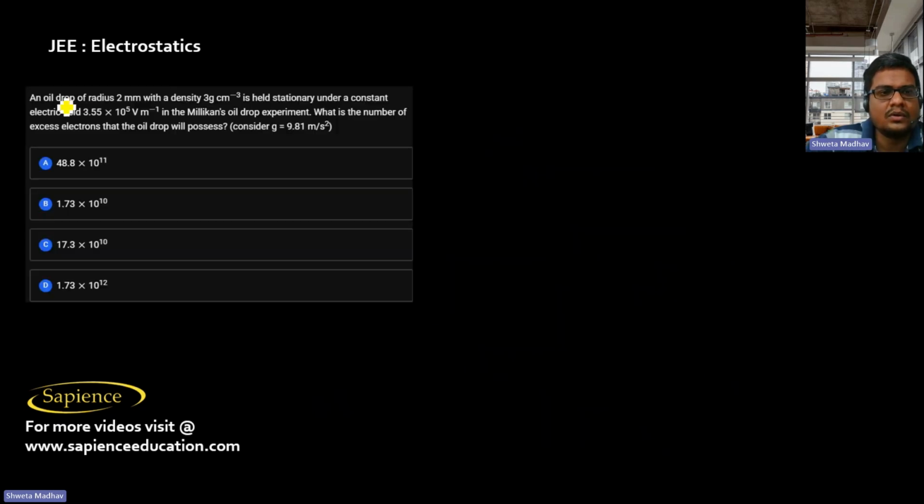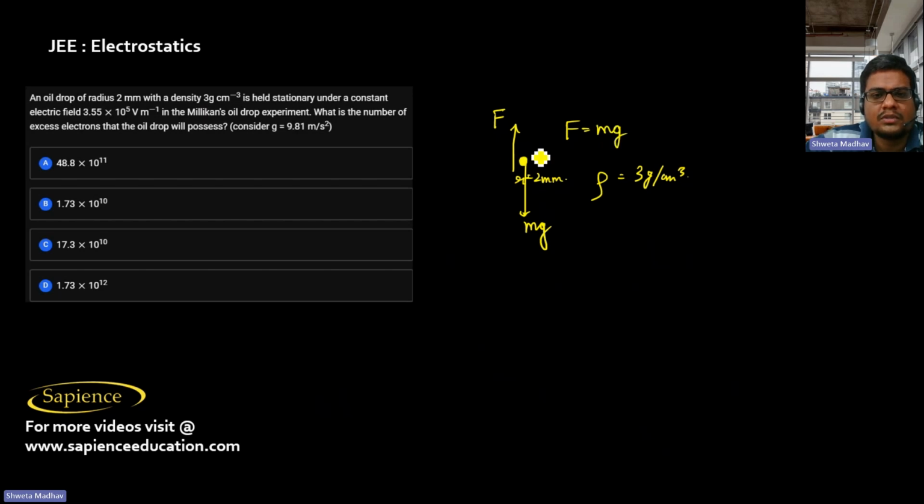Then it is told an oil drop of radius 2 millimeter with a density 3 gram per centimeter cube is held stationary. Its radius is 2 millimeter. Its density rho is 3 gram per centimeter cube. It is held stationary under a constant electric field. So here we have a constant electric field. Then what is the number of excess electrons? It will experience a force that is upwards, and it is having mg downward. So it is held stationary. It means the electric force should be equal and opposite to the weight.